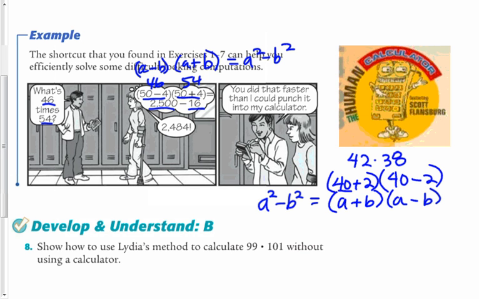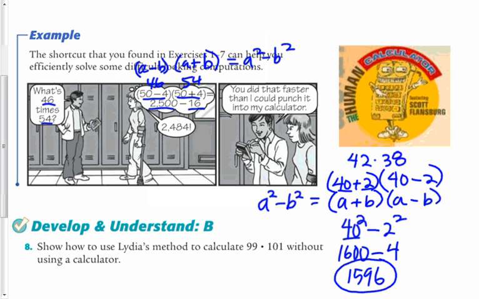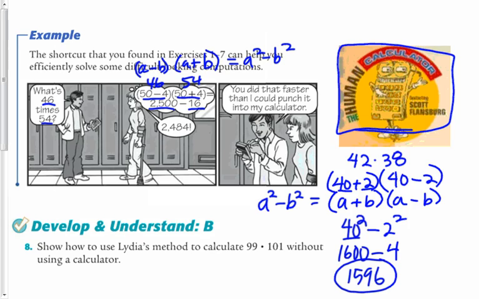My a is 40, so I'm going to do 40 squared. My b is 2, so I'm going to do minus 2 squared. Well, 40 squared, I can do that in my head. I just do the 4 squared, which is 16, and there are going to be 2 zeros on there. And then 2 squared is 4, and I can do this in my head. 1600 minus 4 is 1596. Once you do this a few times, you could be like a human calculator and do stuff like that in your head.